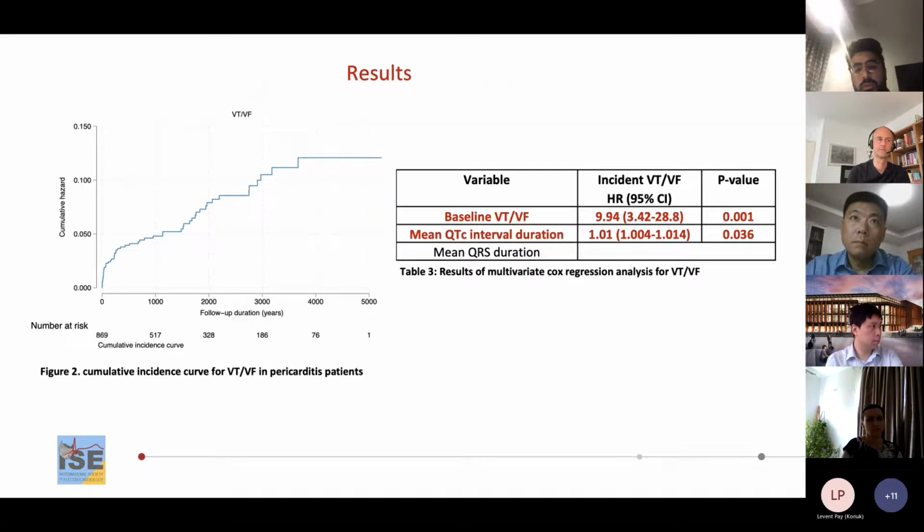So just on to our results. Figure 2 shows the Kaplan-Meier analysis for incident VT-VF. And Table 3 displays all the parameters that were included in our multivariate model. Variables that retained significance after multivariate adjustment, along with their hazard ratios, confidence intervals, and p-values, are highlighted in red. As can be seen from Table 3, we were able to find a total of 3 parameters that were univariate predictors of incident VT-VF in our cohort of pericarditis patients, with baseline VT-VF and a mean QTc interval duration retaining significance in multivariate prediction.